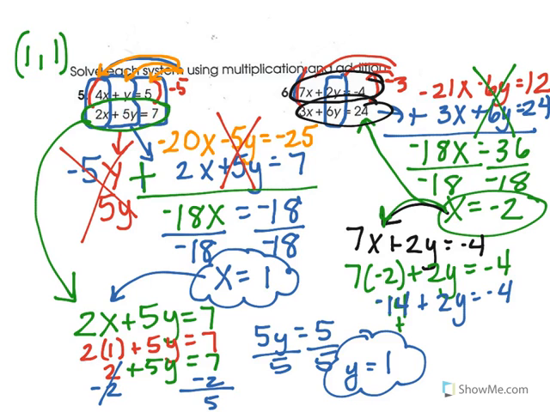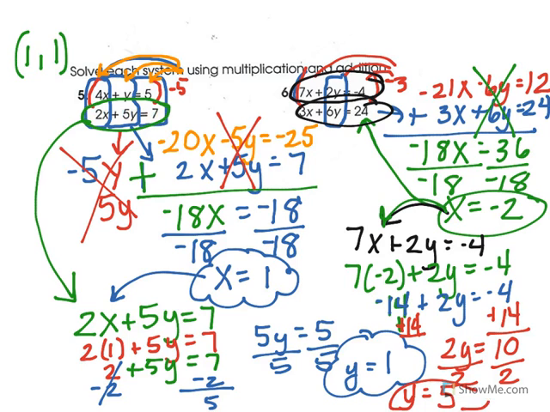So I'm going to add 14 to both sides because it's a negative 14. I'm left with 2y equals 10. And divide by 2, divide by 2. And y equals 5. So my coordinates for number 6 are negative 2, 5.